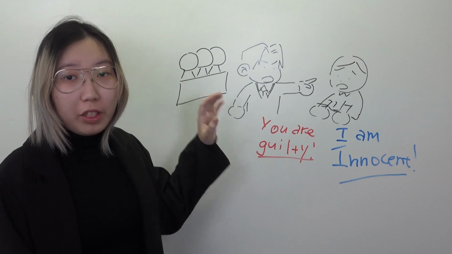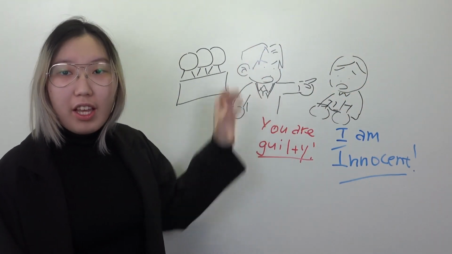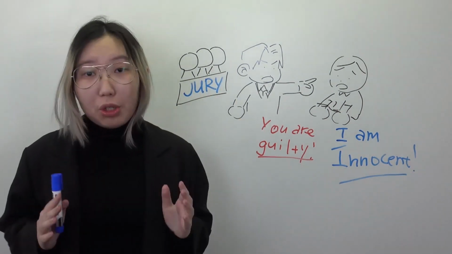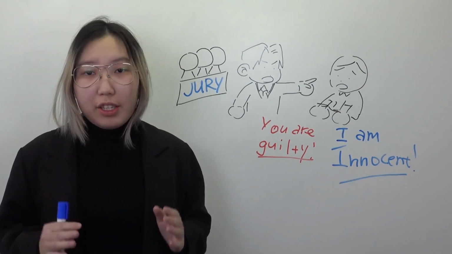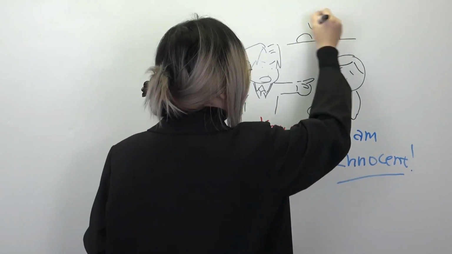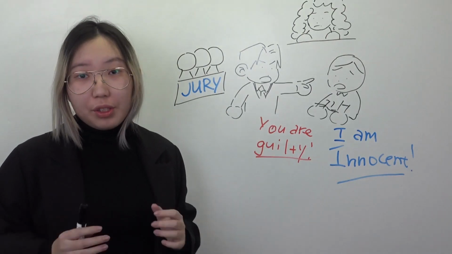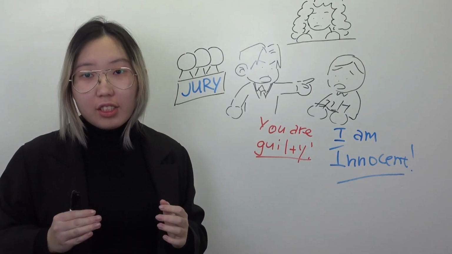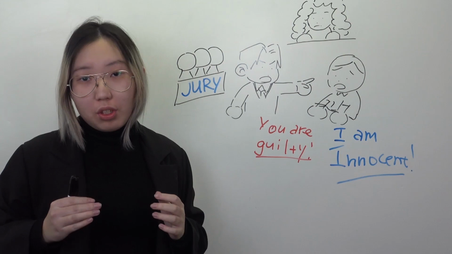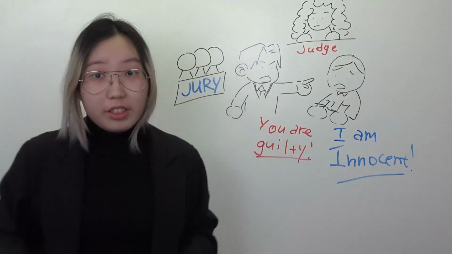These people will hear your story and the other side of the story. And they are called the jury. And they will decide whether you are guilty or innocent. Also, this person will decide whether you are guilty or innocent. This person controls the court. They are called the judge. Order.